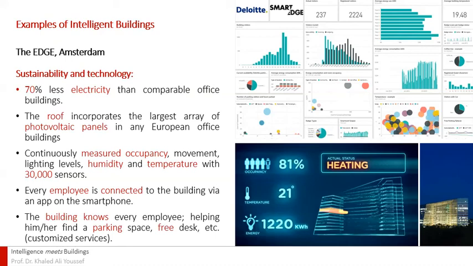These features include, but are not limited to, 70% less electricity compared to other office buildings, the largest array of photovoltaic panels on the rooftop, continuously measured occupancy, movement, lighting levels, humidity, and temperature with about 3,000 sensors installed in the building. Employees are connected to the building all the time via an app on their smartphones. That is how the building knows where every employee in the building is, offering him or her customized services when needed.